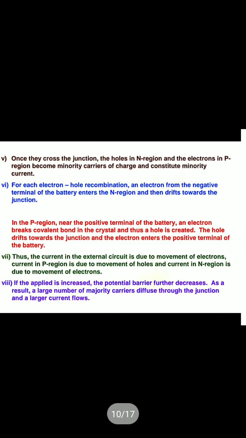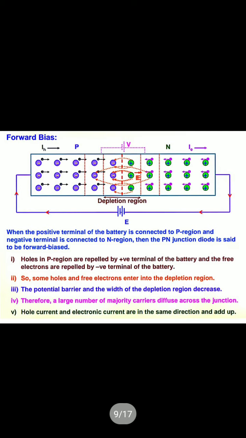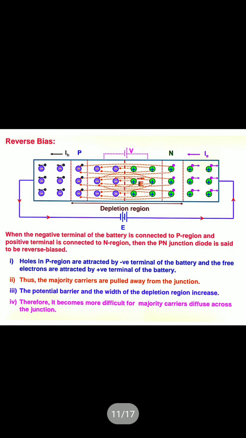So in forward bias also you see that IH and IE are in the same direction. IH is towards the junction because positive to negative. And here IE is also positive to negative, because the electrons flow inside, and we know that the electric current direction is opposite to the electrons' direction. So these are added together and we get the total current. In this case also, just opposite to the forward bias, the width of the depletion layer increases, so it is very difficult for the majority carriers to diffuse across the junction.